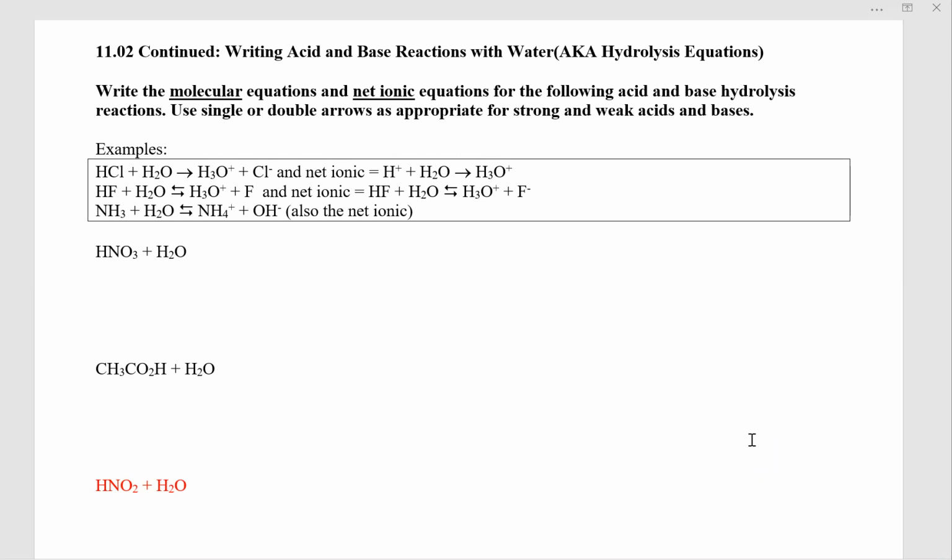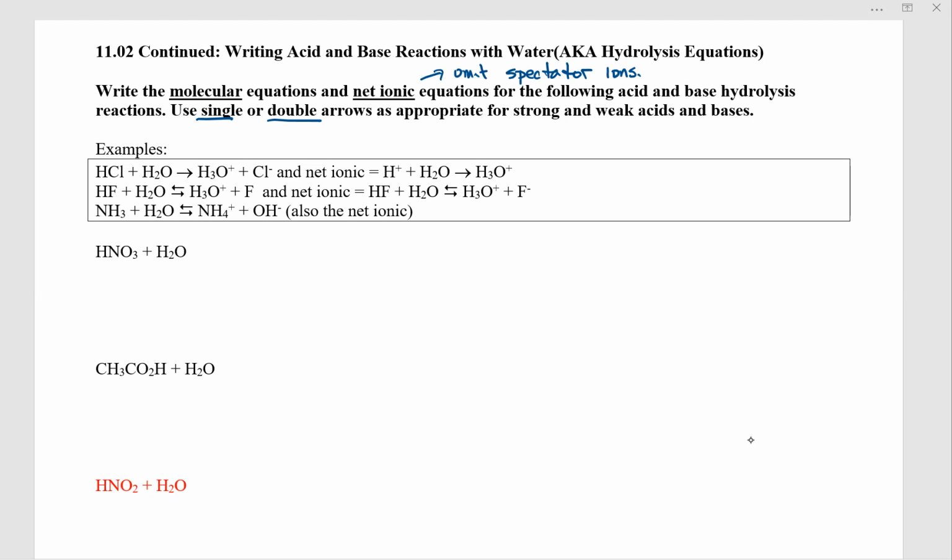Net ionic equations only show what is going on with the ions or the molecules. Any spectator ions are omitted. So remember what we did with these is we omit spectator ions. Spectator ions are ions that do not participate in the reaction. They're just spectators. The other thing I want to look at is having you use single or double arrows as appropriate for strong and weak acids and bases. So I've got some examples for you here.